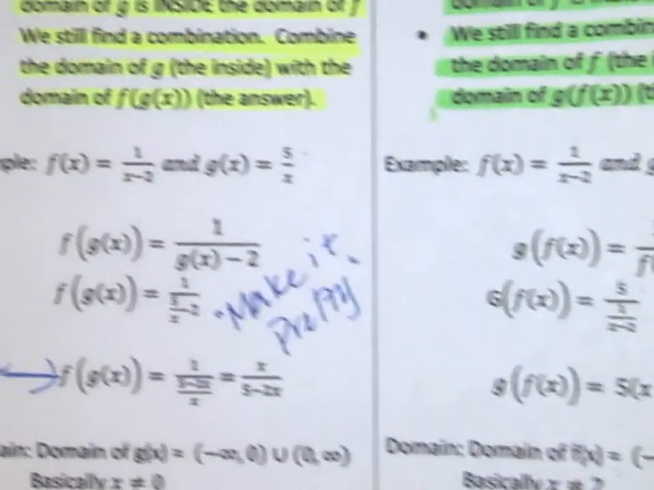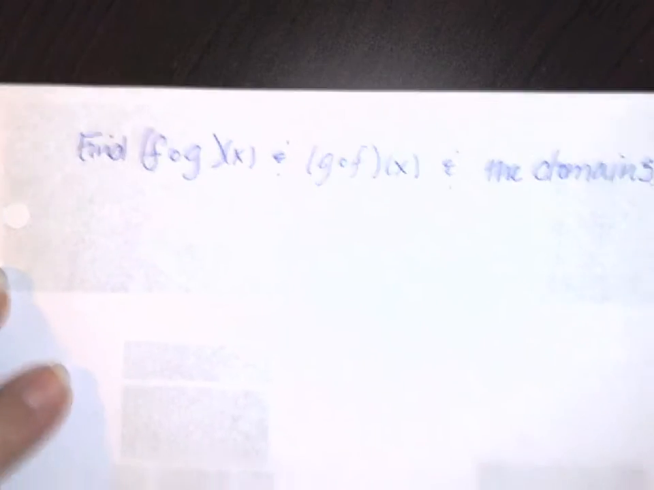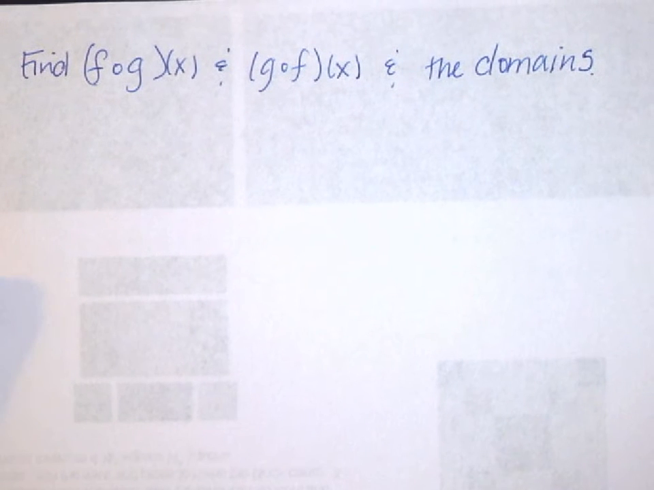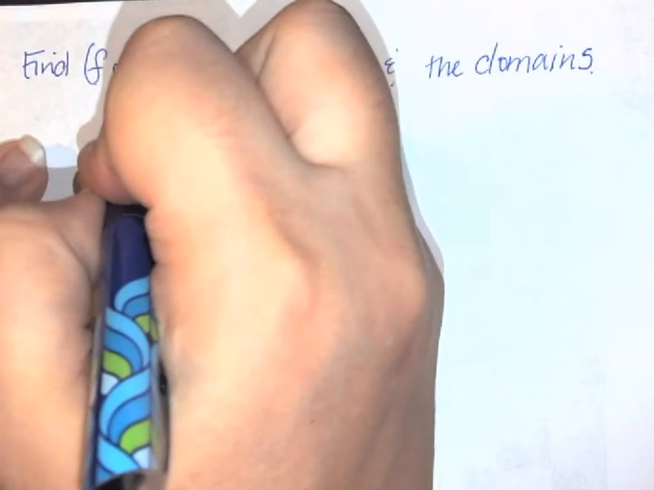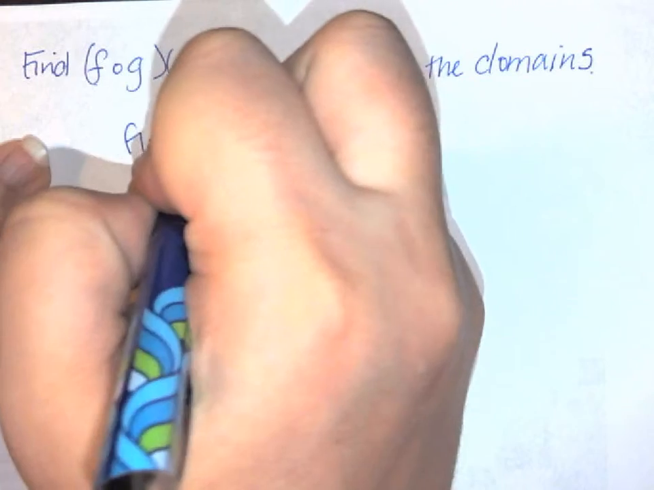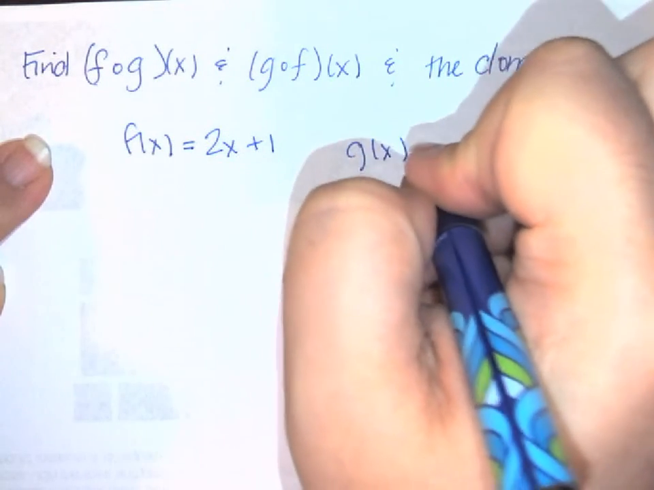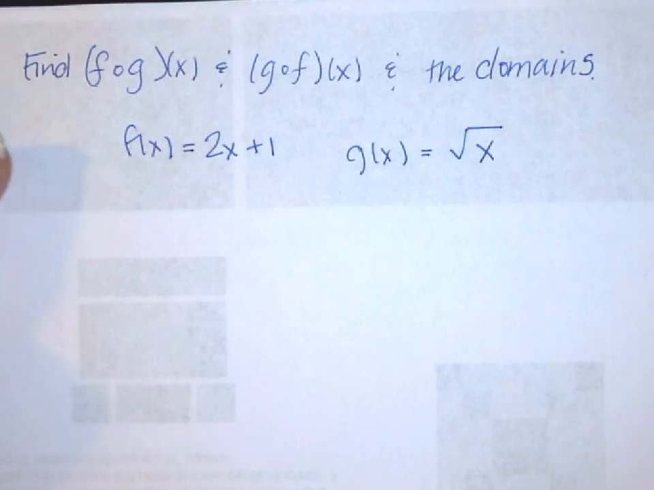So now I wanted to look at another example. Okay, and so here I have that I want to find f of g and g of f and the domains. And I want to use the following functions, that f of x is equal to 2x plus 1 and g of x is equal to the square root of x. Okay.